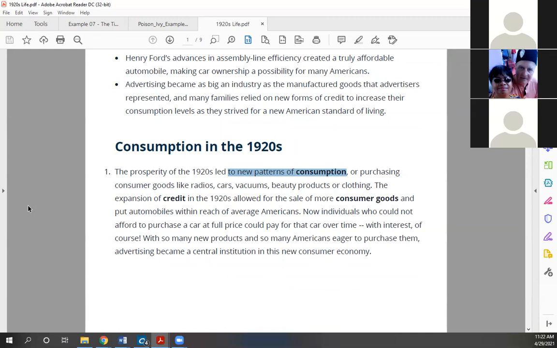The prosperity of the 1920s led to new patterns of consumption, or purchasing consumer goods like radios, cars, vacuums, beauty products, or clothing. The expansion of credit in the 1920s allowed for the sale of more consumer goods and put automobiles within reach of average Americans. Now individuals who could not afford to purchase a car at full price could pay for that car over time with interest, of course. So many products and so many Americans eager to purchase them. Advertising became a central institution in this new consumer economy.